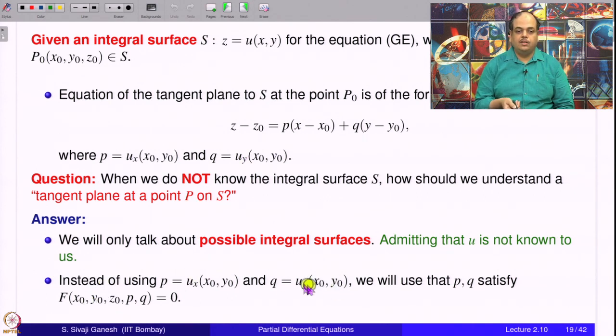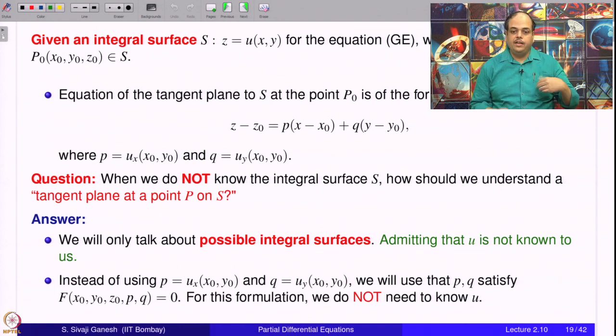This is explicit information which is known only if you know u. Now, we are saying, oh, I do not know u; admitting that u is not known, we want to find the u. So, this is the equation of a plane any time. The only thing is (p, q, minus 1) is supposed to be the normal to a possible integral surface, and that is required to satisfy this constraint f of x naught, y naught, z naught, p, q equal to 0. Because if at all you knew your integral surface, this equation will be satisfied with x naught, y naught, z naught, u_x at (x naught, y naught), u_y at (x naught, y naught). Now, I do not know this u, therefore, I simply put p and q in this constraint. So, this is the equation of a tangent plane passing through a point x naught, y naught, z naught, and this is the constraint on the normals.